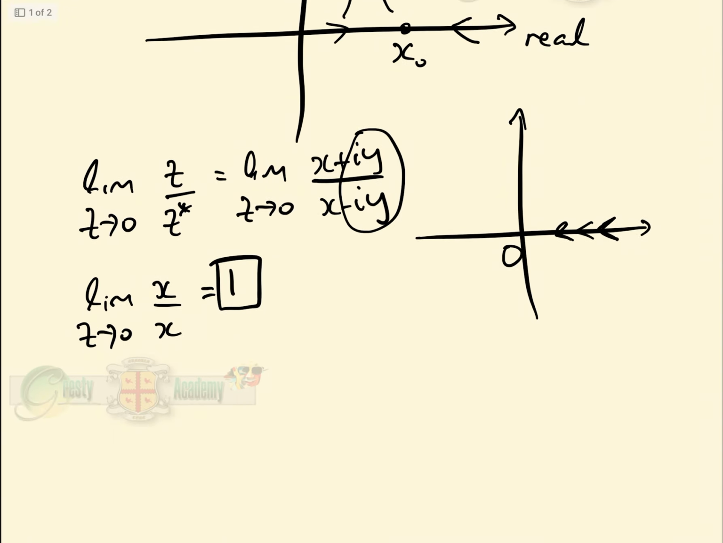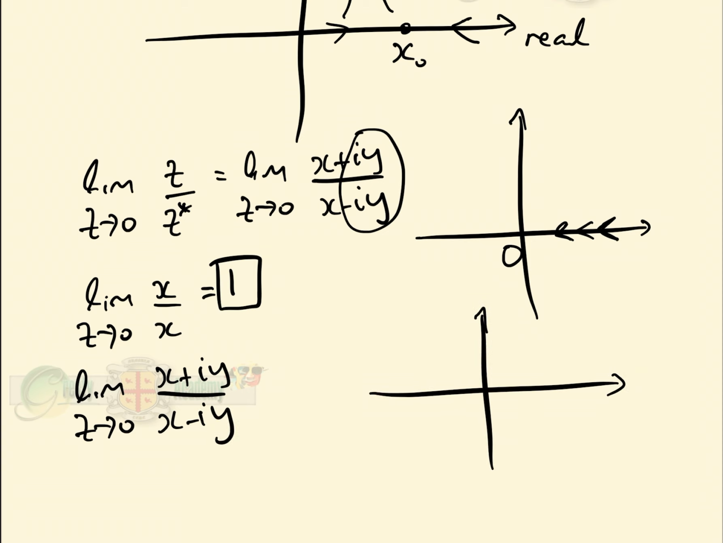Okay, well what about now? We've got our limit as z approaches 0 of x plus iy over x minus iy. What about if we approach along the imaginary line down to 0? Well, if we approach along the imaginary line, then by definition x is 0, so that becomes equal to the limit as z approaches 0 of iy over minus iy, which is minus 1.